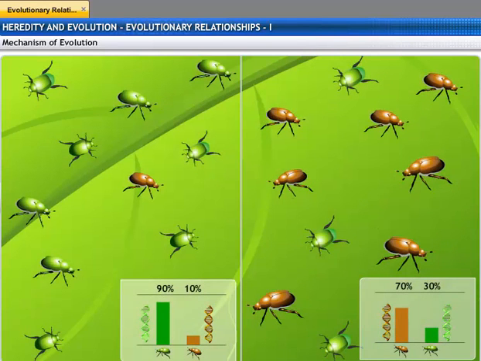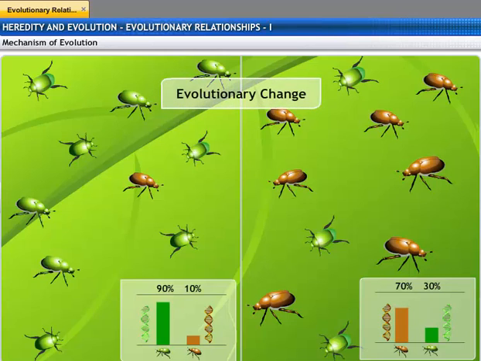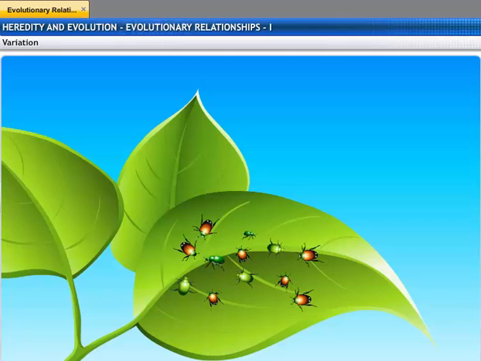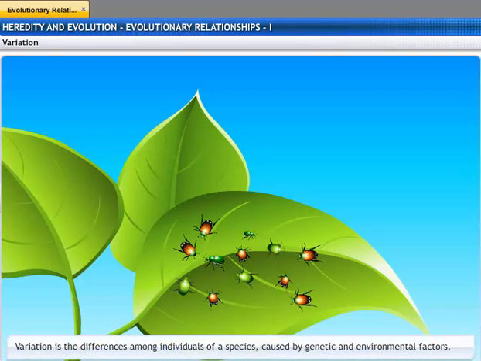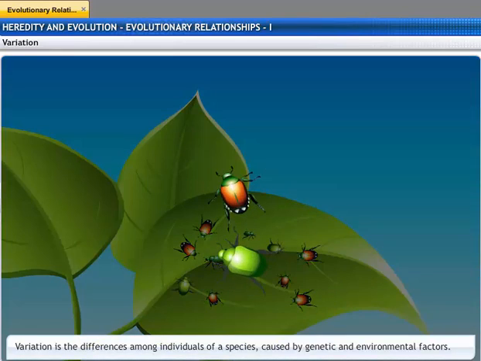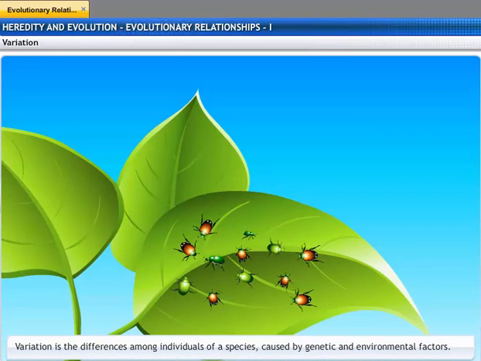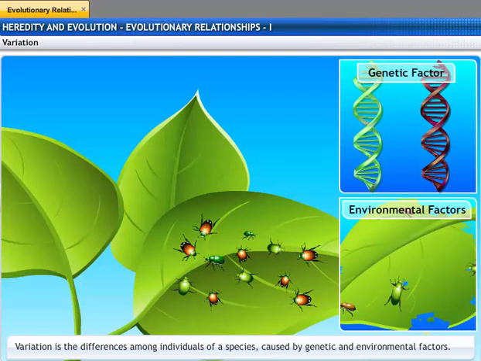These two generations of the same population are genetically different, showing an evolutionary change. Changes in genes of color variation occur and are inherited over generations. So, this is an example of evolution. Evolution requires genetic variation. Variation is the differences among individuals of a species caused by genetic and environmental factors.